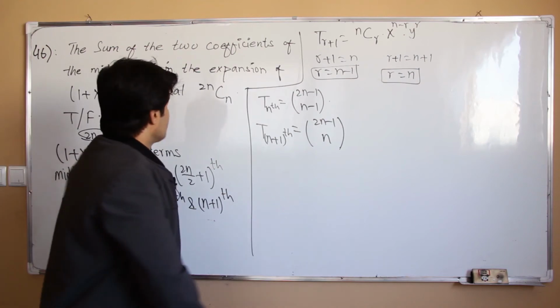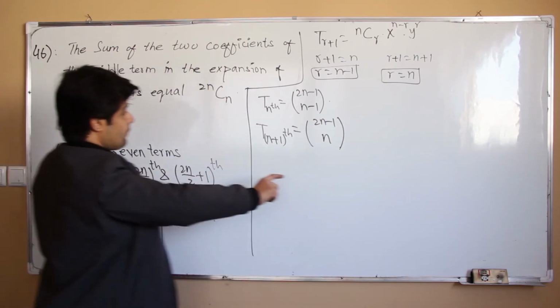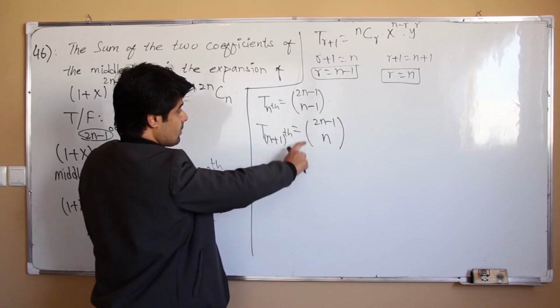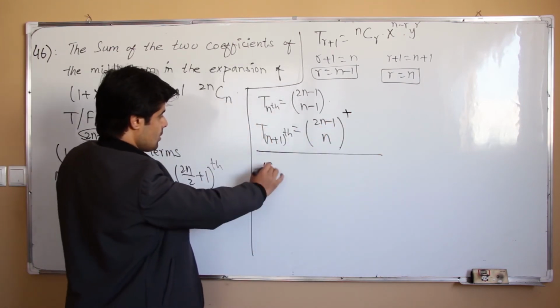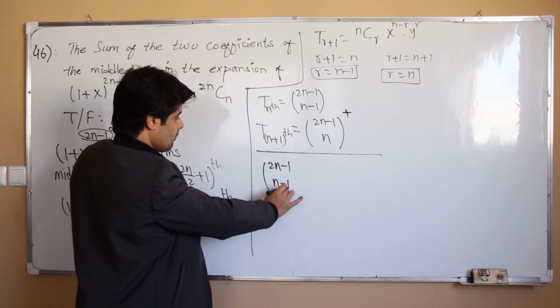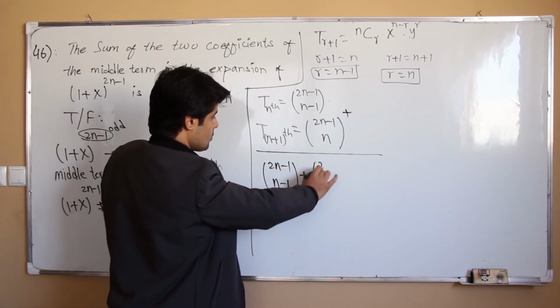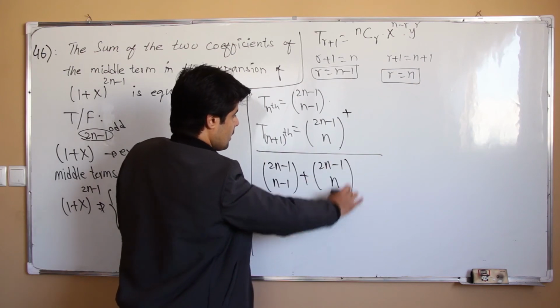Now, what does it say? The sum of the two coefficients. This is the middle terms. Now, what is the summation for this one? The summation is 2n minus 1 C n minus 1 plus 2n minus 1 C n.